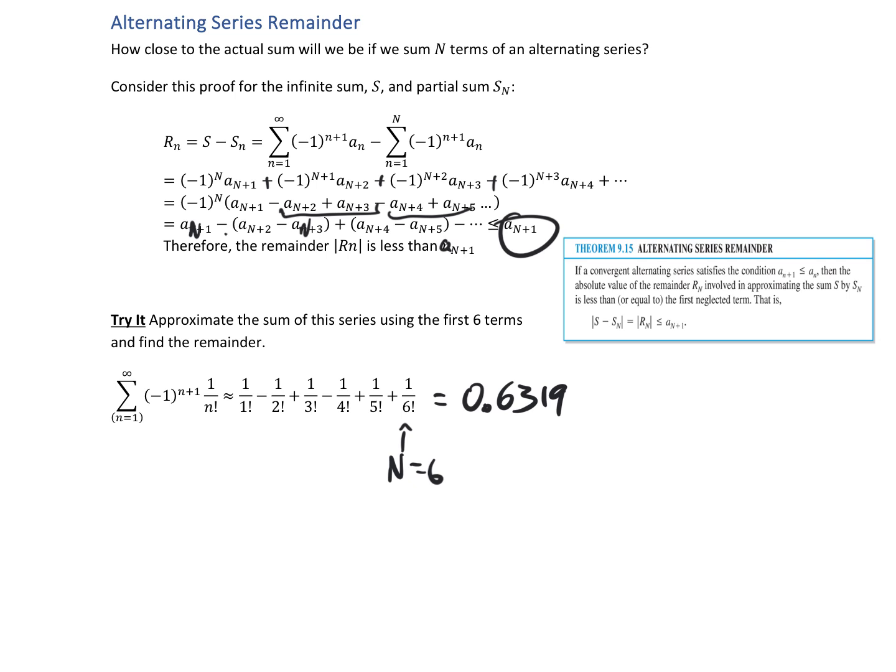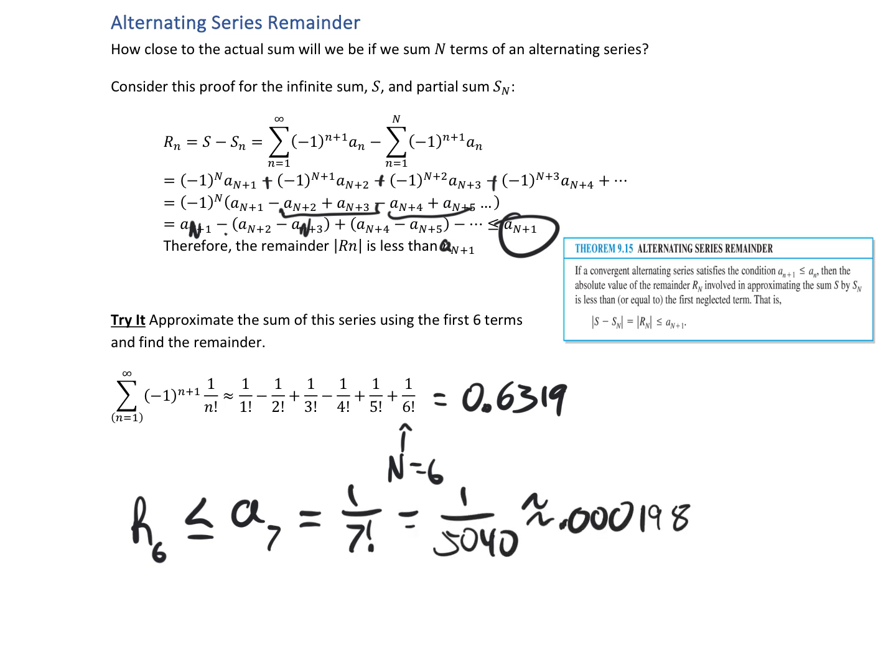How much is it off by? Well, we don't know exactly because we don't know the value of this infinite series right now. But we know that the remainder, R of 6, is going to be less than or equal to a of 7, the next term in the sequence. So what is a of 7? Well, that's 1 over 7 factorial, which is 1 over 5040, which is about 0.000198.